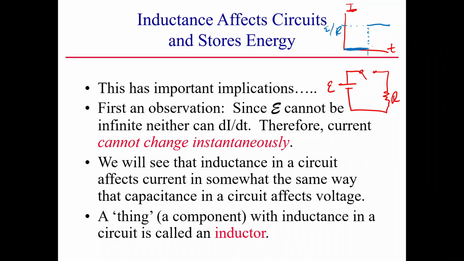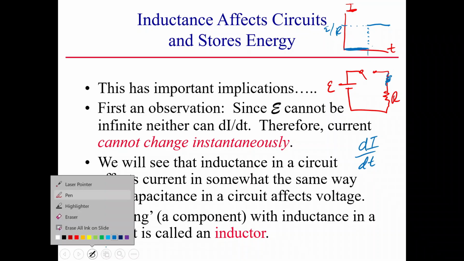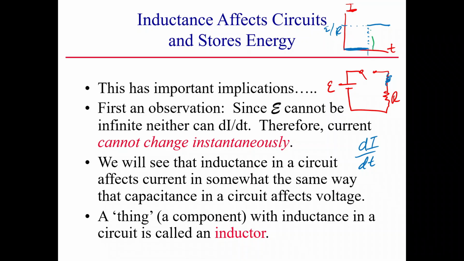But the problem with this, as soon as I put an inductor into here, di dt is the slope of that graph. This jump right here is vertical. The slope of that vertical section is infinity. And there's no way that di dt can be infinite. So it's actually impossible that the current can actually go to maximum value instantaneously.